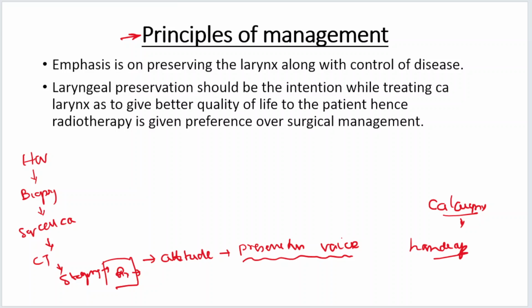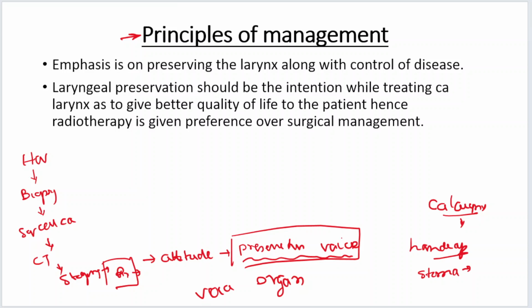And also he will have a stoma through which he cannot take a head bath anymore. He cannot go swimming anymore. So the attitude is you preserve his voice. You preserve the organ. Organ means the voice box. You preserve his voice box. So the basic attitude is you preserve his voice and you do not go for surgery as a first line of treatment.